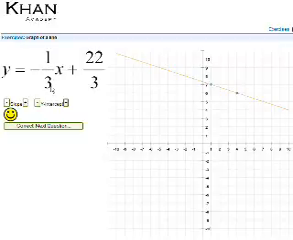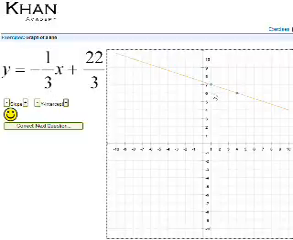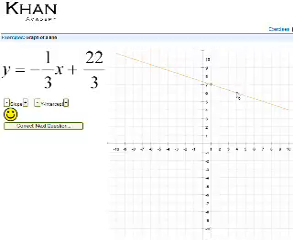The slope is negative 1/3, and that makes sense because if we run 3, 1, 2, 3, we rise negative 1. We rise negative 1 right there. So that's why the slope is negative 1/3. And then the y-intercept is 22/3. Well, that's 7 and 1/3, and right there, we intersect the y-axis 1/3 of the way between 7 and 8.